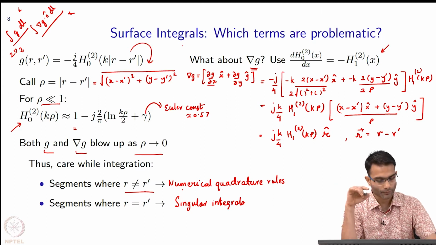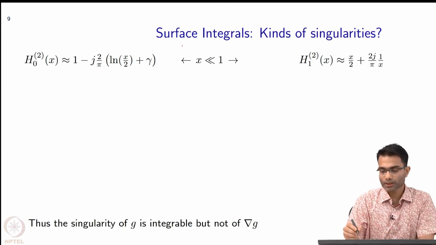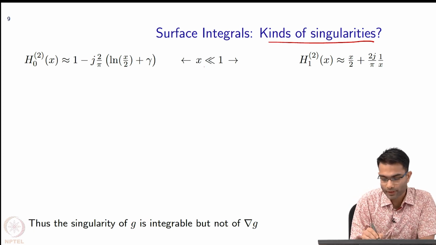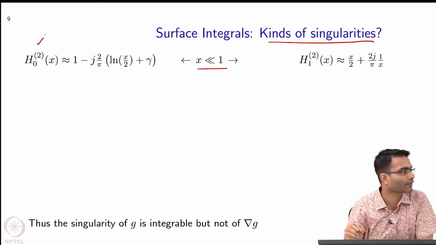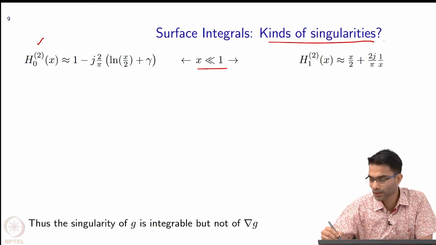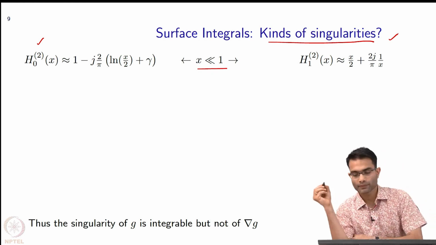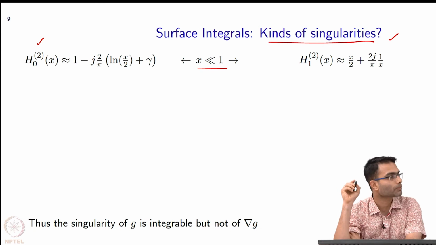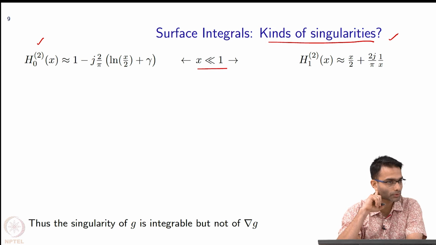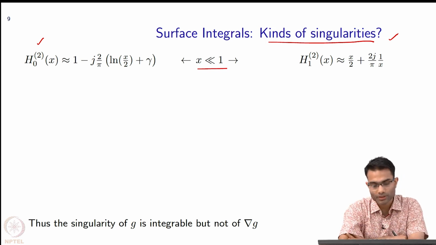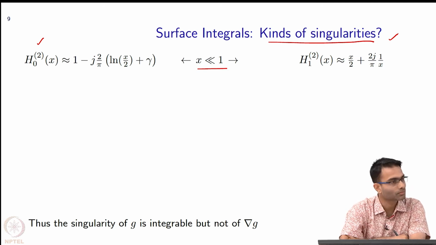Now, let us look a little bit more. What are the two kinds of singularities that we have? As x becomes very small, H02 I have told you looks like log of x. And H12 also has an asymptotic form over here, where the problematic term is 1 by x. So, as x tends to 0, 1 by x also blows up. Now, you can see that both these functions tend to infinity in slightly different ways.